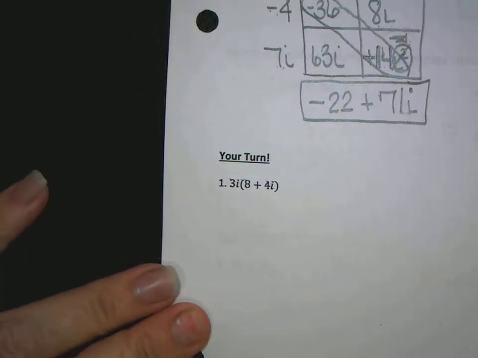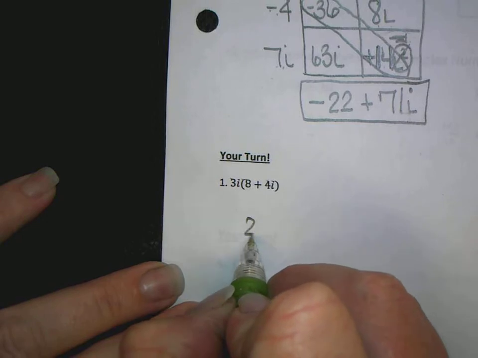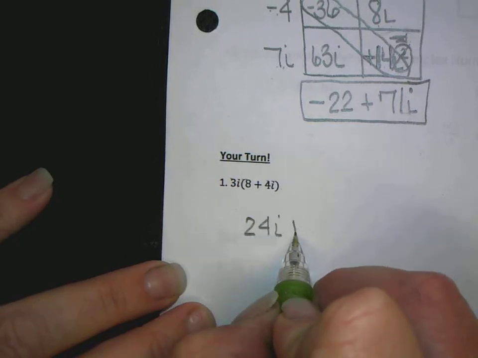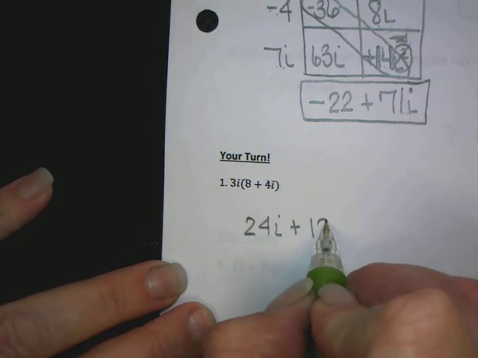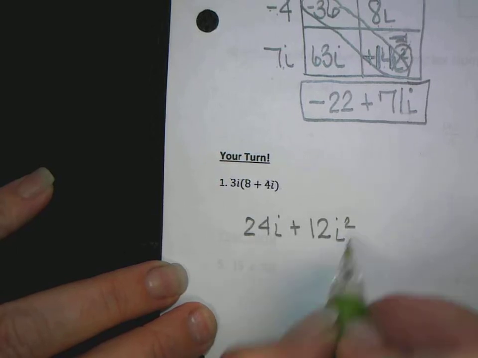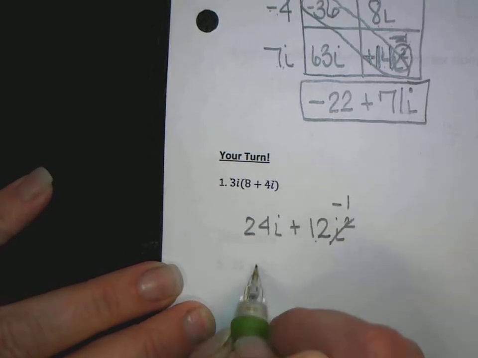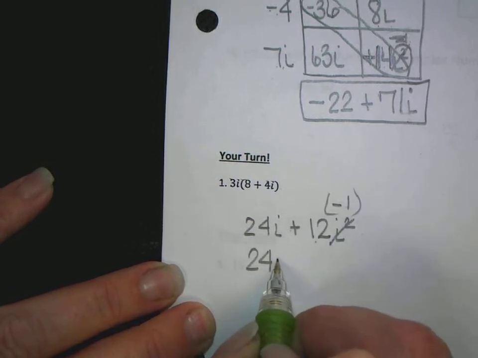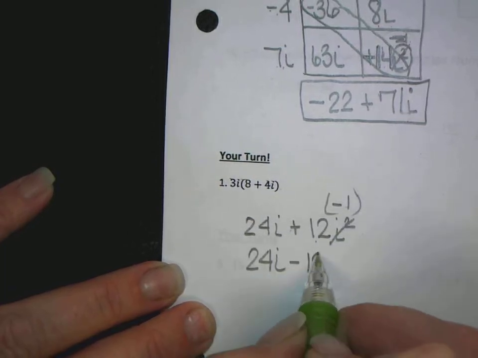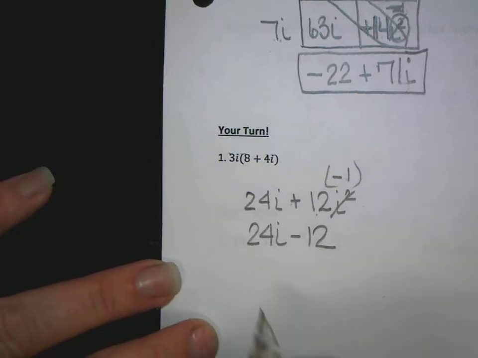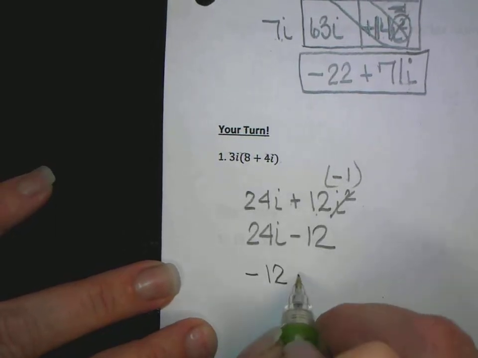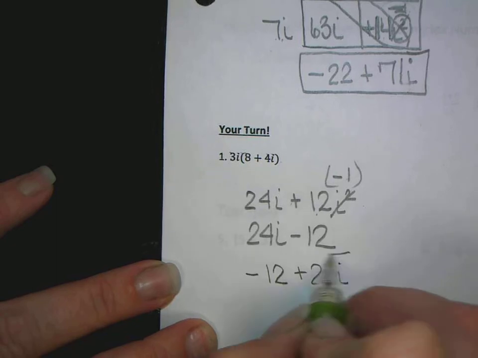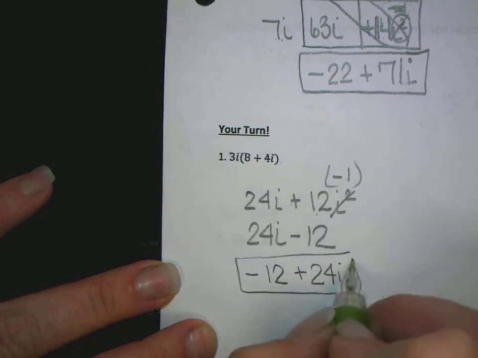All right, distributive property problem. 3i times 8 is 24i. 3i times 4i is positive 12i squared. i squared becomes negative 1, causing this to be a negative because of the multiplication. Okay, so 24i minus 12, but remember you should always write your answer in standard form, so it should actually be negative 12 plus 24i. There's your final answer.